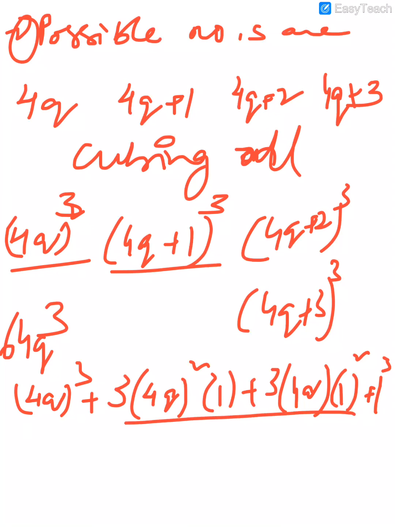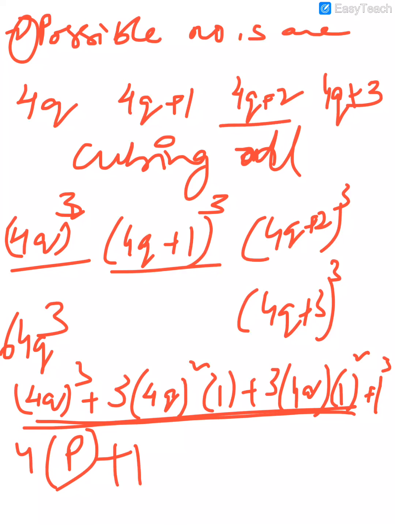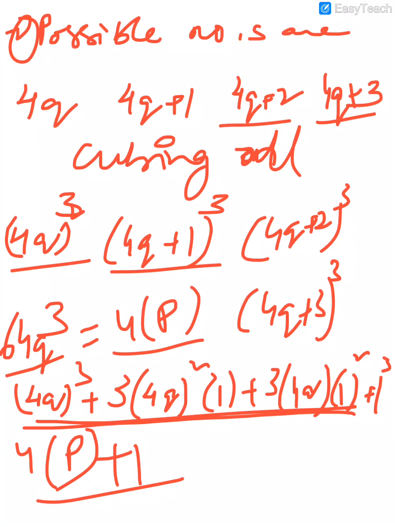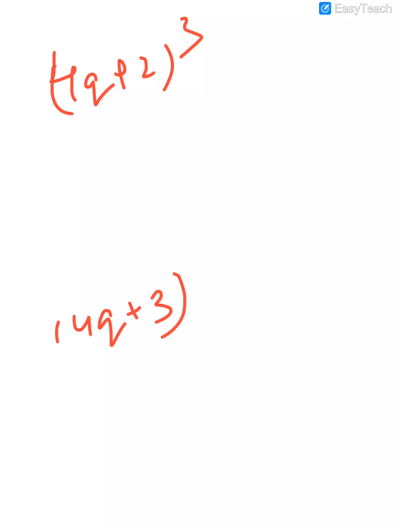Now in all these terms 4 is common, so you can take 4 common, and whatever is coming there, let us call it p, plus what is left out, 1. Similarly you can do the others. Here 64q cube we can write as 4 into something, with no plus 1 or plus 2, so 4 into p, let us suppose. Here we got 4p plus 1, here 4p. Now let us take these two and cube: 4q plus 2 whole cube and 4q plus 3 whole cube.